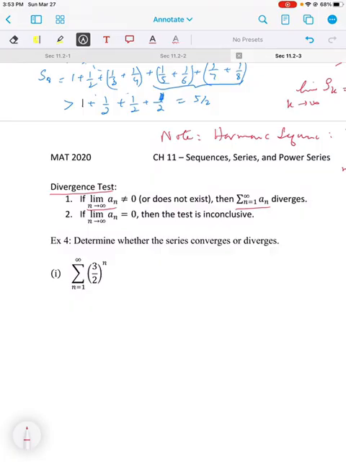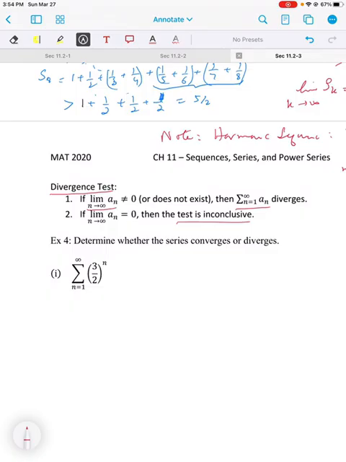The second part is that sometimes it would happen, like in the case of the harmonic series, that the limit of the nth term comes out to be 0. So then what? Then we say that this test is inconclusive. We cannot say whether the series converges or diverges. It will depend on some other things, and we will have to use some other kind of test. So how do we check whether a series diverges or converges?